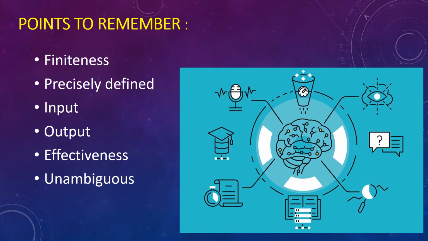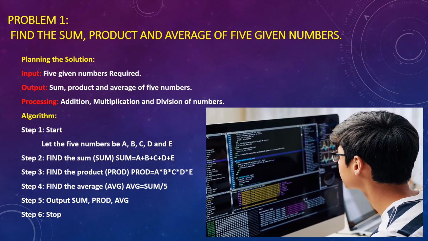So some points to remember are finiteness, precisely defined, input, output, effectiveness, and unambiguous. Here is problem number 1. That is, you are going to write the algorithm for finding the sum, product, and average of 5 given numbers. For this purpose, you must write planning the solution.